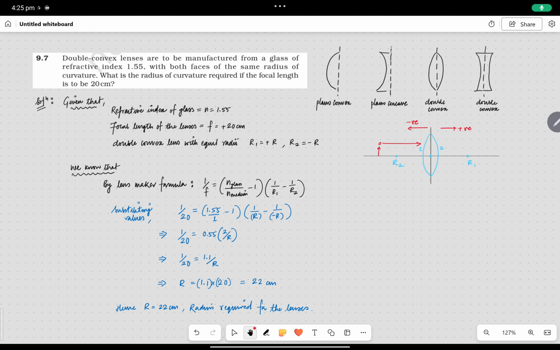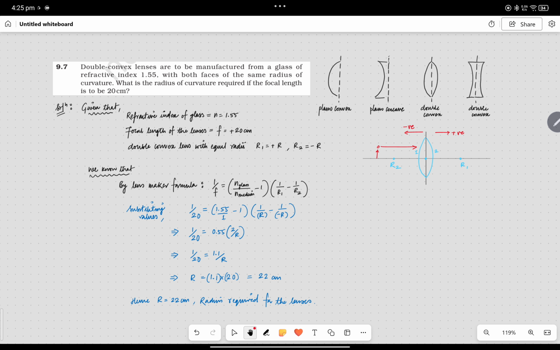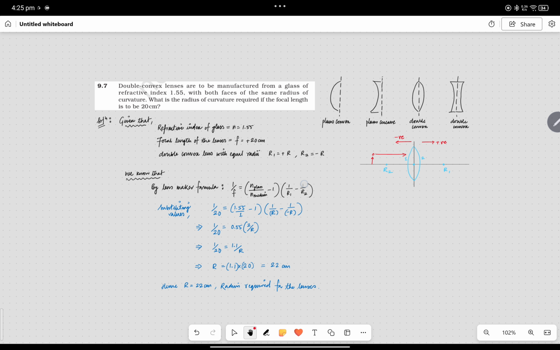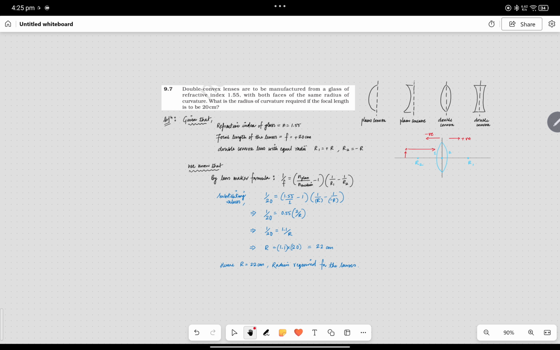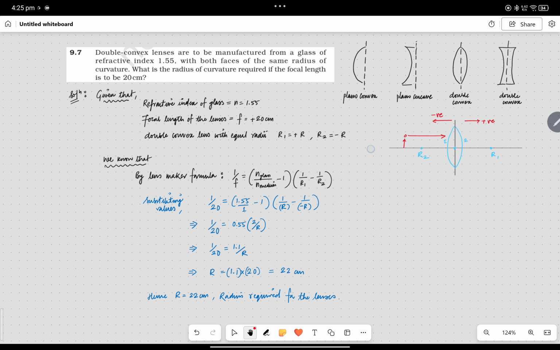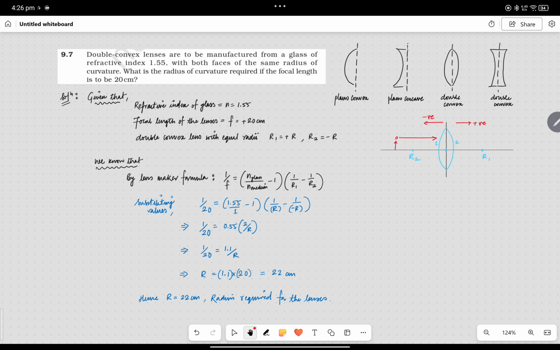This is question number 9.7, and this is also a very simple question once you know the theory, and you can solve this question very simply and in very less time. All the questions related to ray optics are very simple. You just have to know the theory and the sign convention, and after that you can solve this question in a second. So first of all, let's read the question.